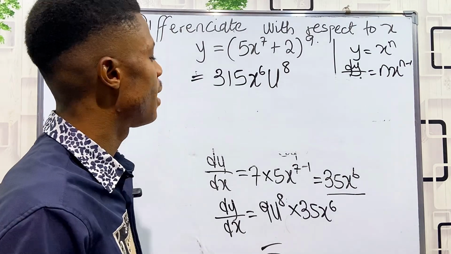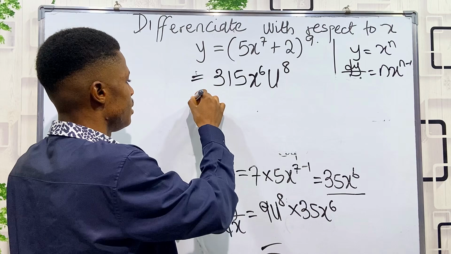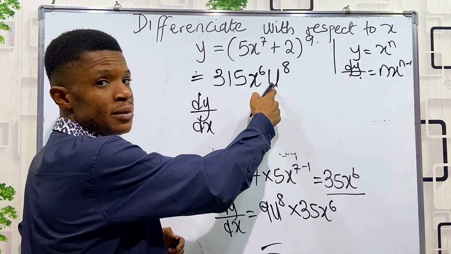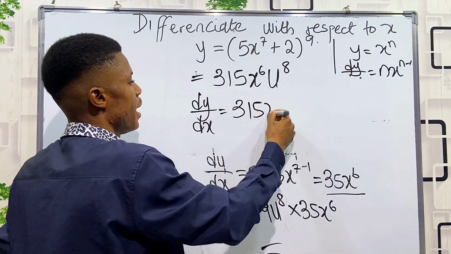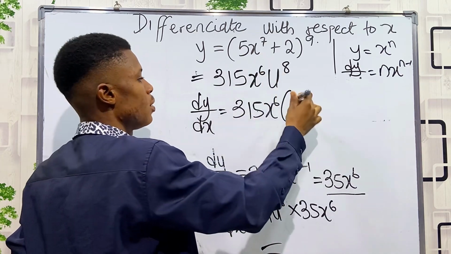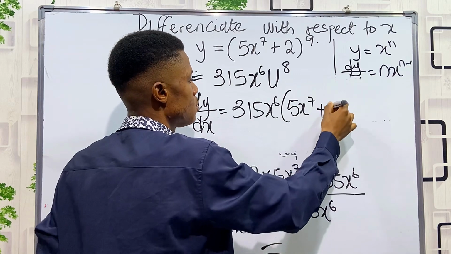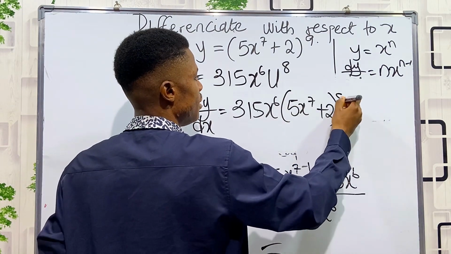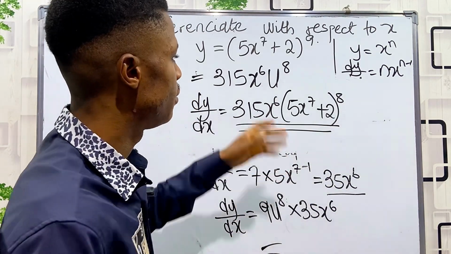Now, since we defined our u to be everything in the box, we are going to substitute back the value of u. So differentiating y with respect to x gives 315x^6 times the item in the box, which is 5x^7 + 2, raised to the power of 8. And this is the complete derivative of the given function.